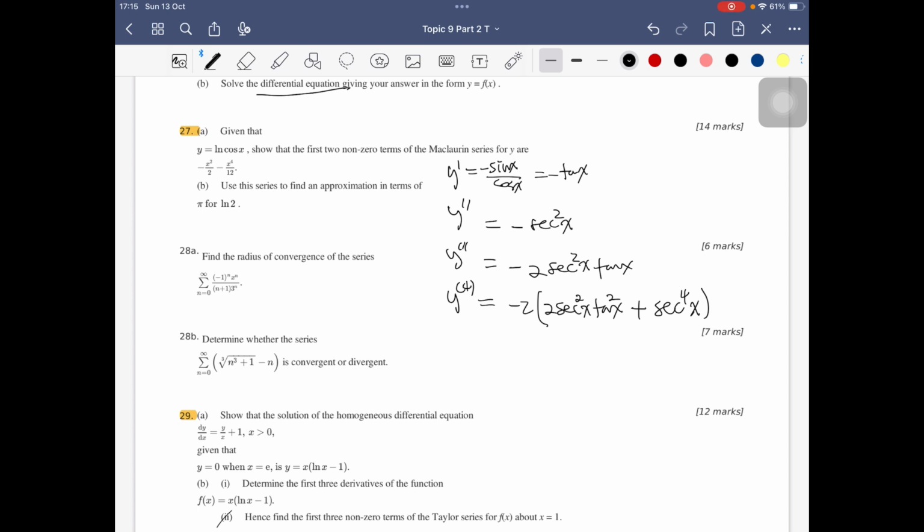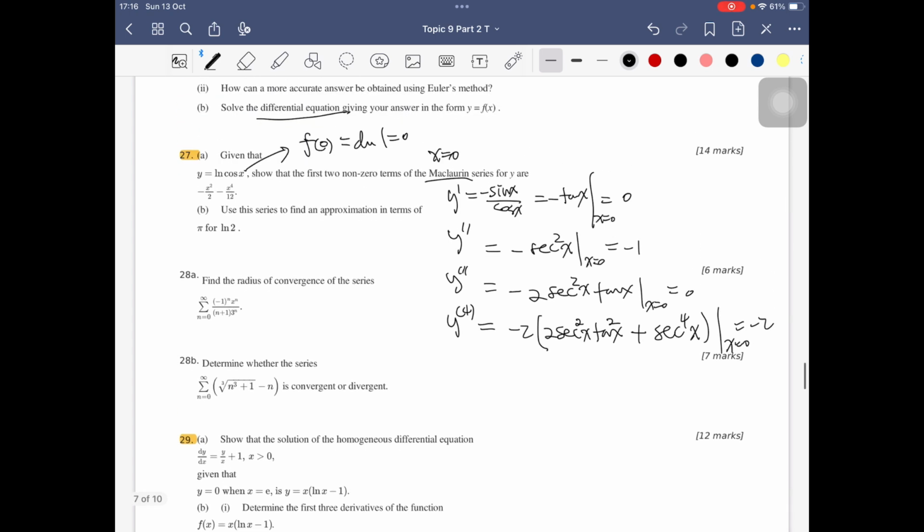So now we know, no, we don't need to know. X should be 0 for the Maclaurin series. So when x equals 0, f of 0, ln 1 is 0. So f prime 0, when x equals 0, this is 0. When x equals 0, this is negative 1. X equals 0, this is 0. And x equals 0, this will be negative 2, because the tangent of 0 is 0. So now we have this and this, then we can compose it.